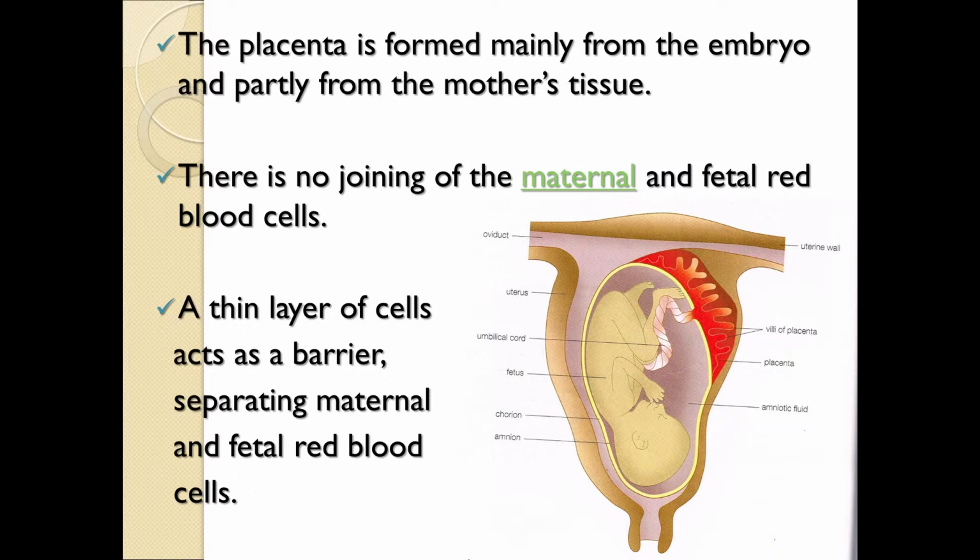So what they are saying is that the blood from the mother and the blood from the fetus, as for those red blood cells, there is no joining. They don't mix up with each other. There is a separation. So there is something that separates them. The thin layer of cells acts as a barrier separating maternal and fetal red blood cells. The maternal red blood cell is the red blood cell from the mother herself, while the fetal red blood cell would be the red blood cell for the fetus.